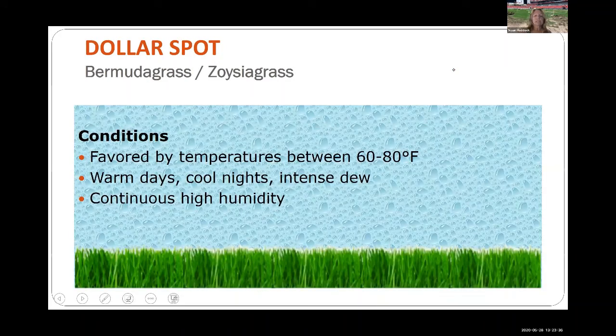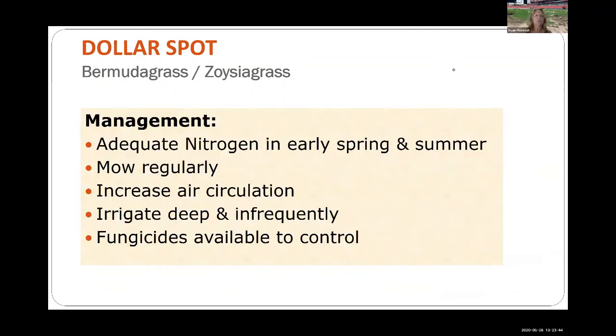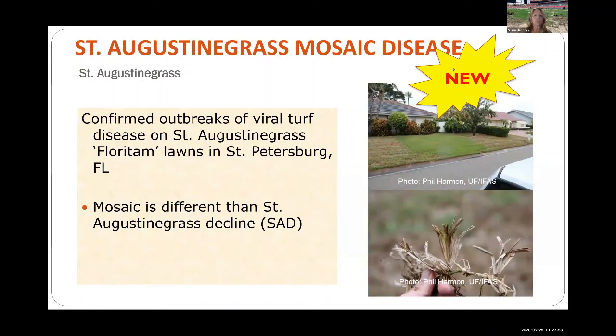Temperatures between 60 and 80, that's a good part of our year. Warm days, cool nights, intense dew, continuous high humidity. So just those same things that we see over and over again. We want to give it adequate nitrogen in spring and summer, mow regularly, increase air circulation if you can, irrigate deep and infrequently, and again, there are some fungicides available to control it.